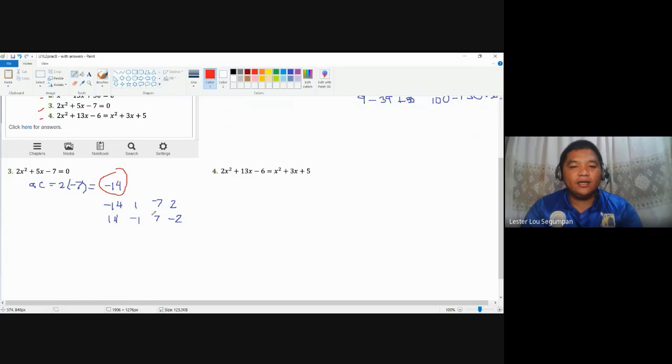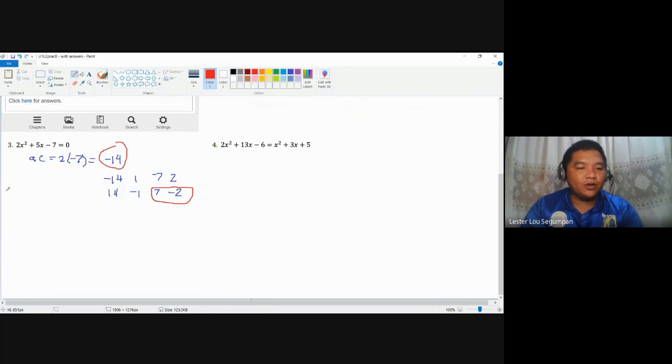So these are the numbers to be paired with. Again, I don't know how you were taught about factoring, but this is one of the methods to factor. So we'll have here 2x, and the other side will also have 2x will equal to 0.